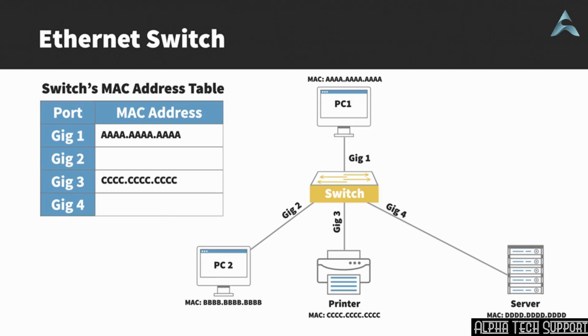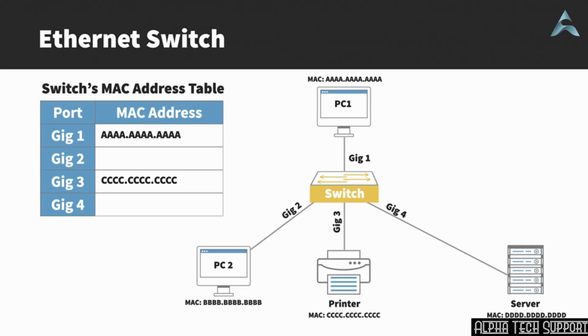And this frame is destined for PC1, the all A's MAC address. And good news, the switch has already learned where the all A's MAC address lives when PC1 sent that initial frame into the switch. That means that the switch does not need to flood that traffic out. It knows exactly where the all A's MAC address lives. It lives off of gig 1, and it sends the frame just out of gig 1.